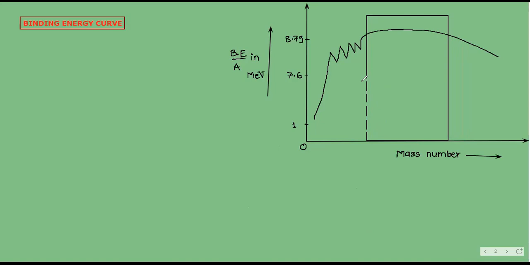I'm just plotting the graph. You can also just wait for some time.